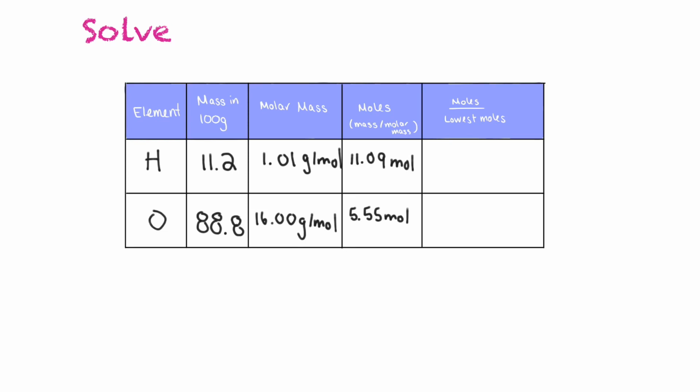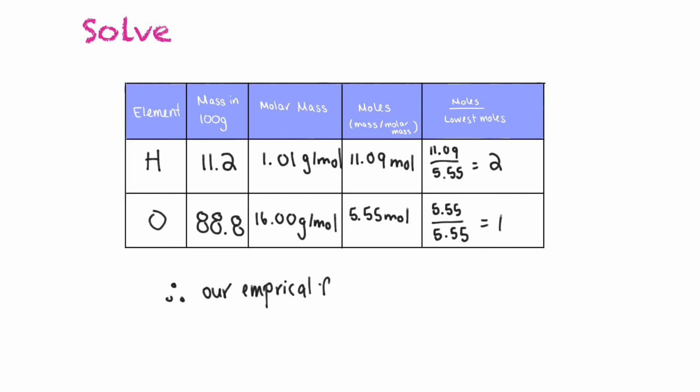Now the last step is to figure out what ratio we are working with. We would take the moles of each one and divide it by the element that had the lowest mole amount. For this one, it would be 11.09 divided by 5.55, and that would be equal to 2. And then oxygen would be 5.55 divided by 5.55, and that would be equal to 1. So therefore, our empirical formula is H2O. And that's how you solve for empirical formula.